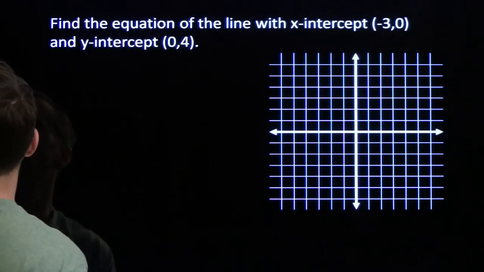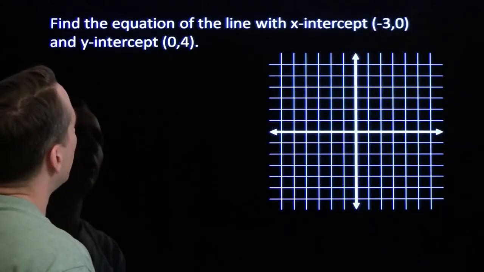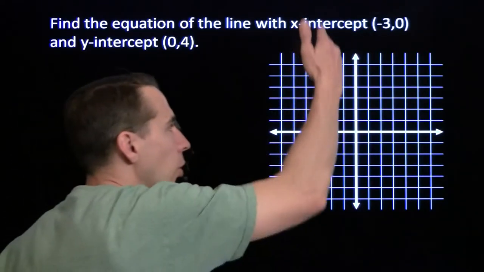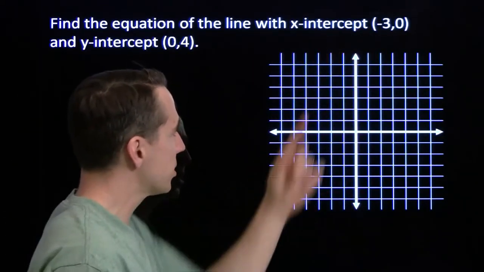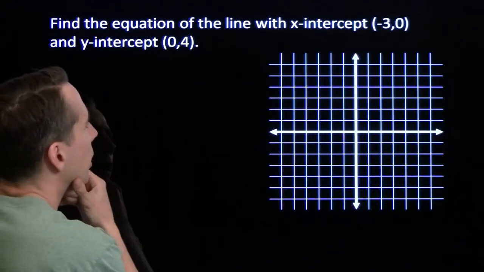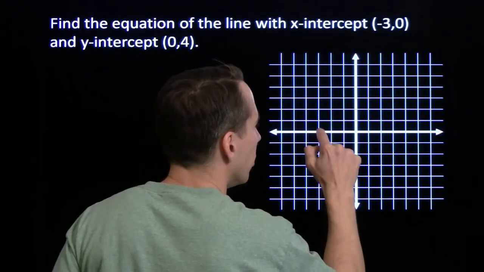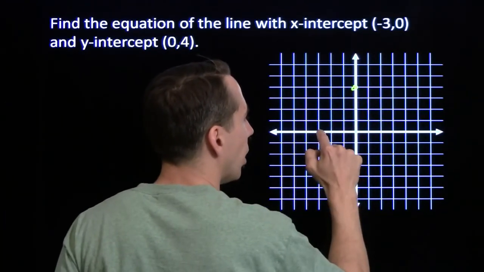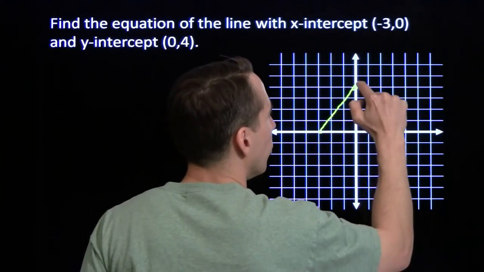All right, one more problem. We've got 2 points here, the x-intercept and the y-intercept. The y-intercept is where a line hits the y-axis. The x-intercept, yeah, that's where the line hits the x-axis. All right, we can go ahead and plot this. X-intercept there, y-intercept there. We can see this is our line. It goes through these 2 points.